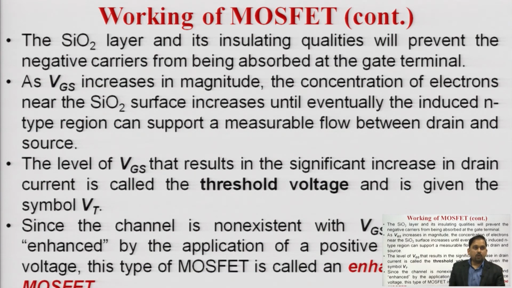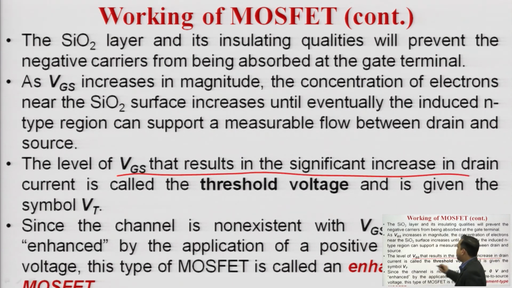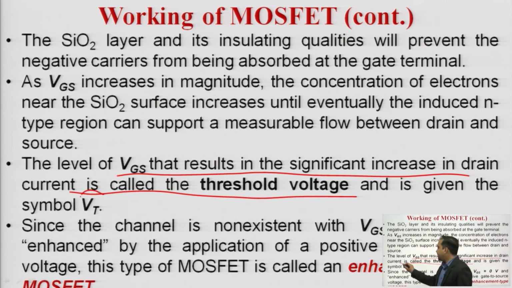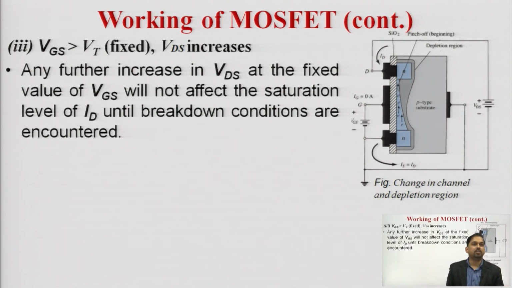Now, what is the limit for VGS? We call it the threshold voltage. The level of VGS that results in a significant increase in drain current is called the threshold voltage, and it is denoted by VT. So VT is the voltage at which the channel is formed.